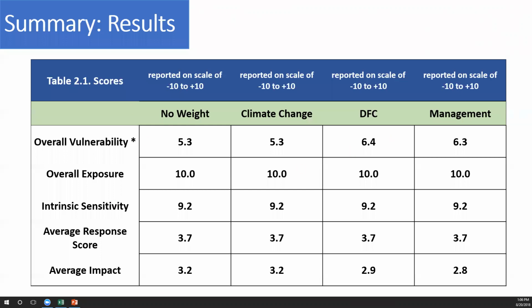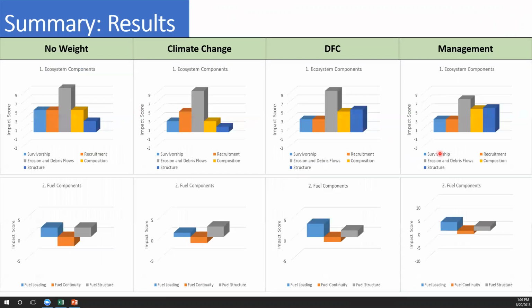And so there's a lot more ways to look at this, but I know this presentation is getting kind of long, so I didn't want to go into everything, but we have a couple more slides just to show you. Here's the no-wait, climate change, DFC, management scenarios. This is the ecosystem components and the fuel components. And so we can see under those different weighting schemes, and let me get it out so I can remind myself what was what, but you can see that it's just changing the relative proportion of each of these indicators.